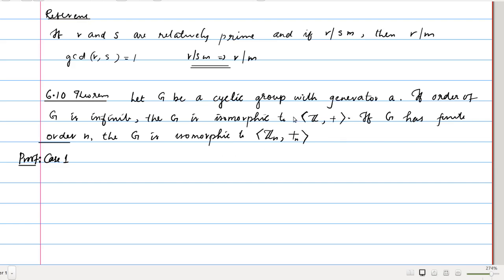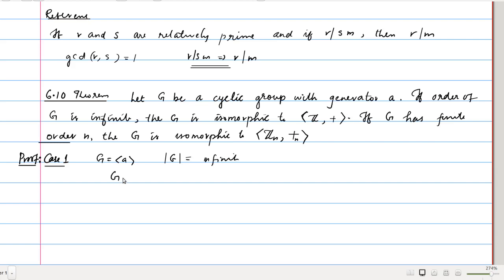The group theoretical behavior of this G, the infinite cyclic group, is the same as Z. That is the meaning of isomorphic to Z. And if G is a cyclic group with a finite number of elements, that is the order of G is finite, then G is isomorphic to Zn. So the group theoretical behavior of that G is the same as Zn. We will prove this as two cases. First we will consider the infinite case. G is cyclic with order of G infinite, that is the number of elements of G is infinite.